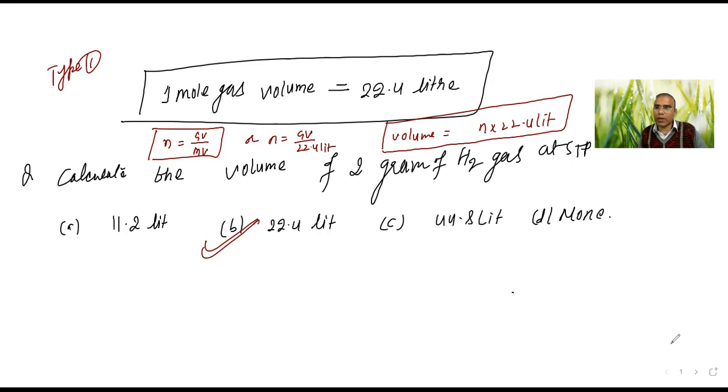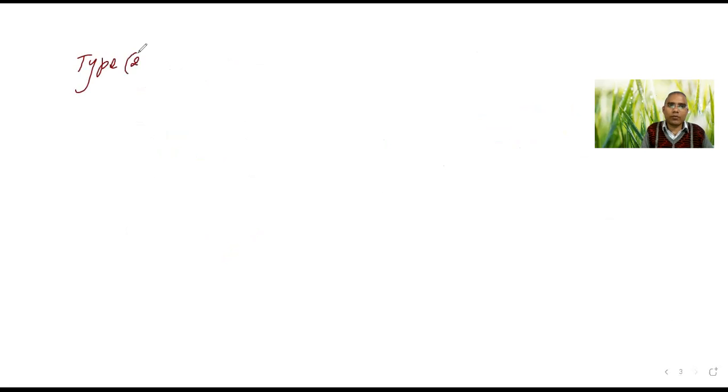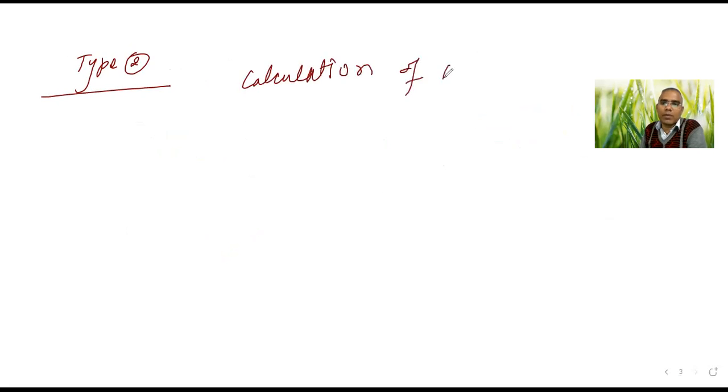Okay, so now we are moving to type 2. What is type 2? Type 2 means calculation of number of atoms.